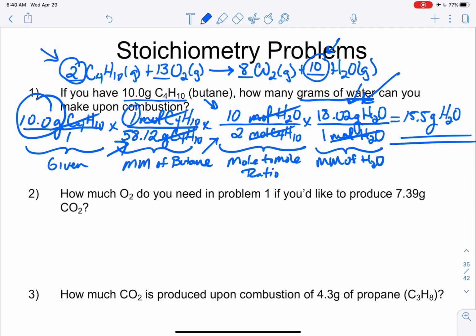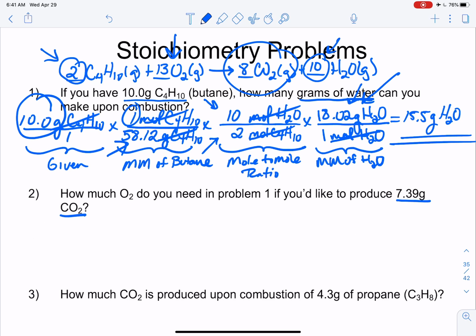Now number 2 says, how much oxygen do you need in problem 1 if you'd like to produce 7.39 grams of CO2? So this is kind of working backwards. We see that we want to produce a certain amount of product here, so we want to know how much reactant we need. And this is particularly useful in industry when you want to make a specific amount of whatever it is you're making, say like plastic. You need to know how much of your starting material you need to order. So you need to do these calculations.